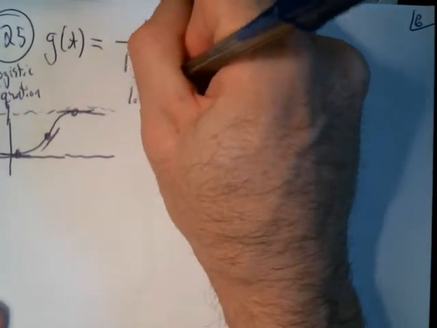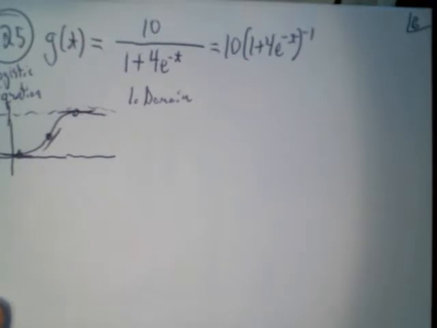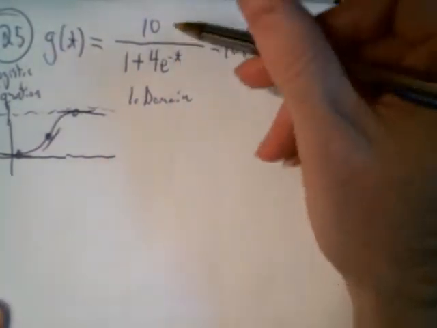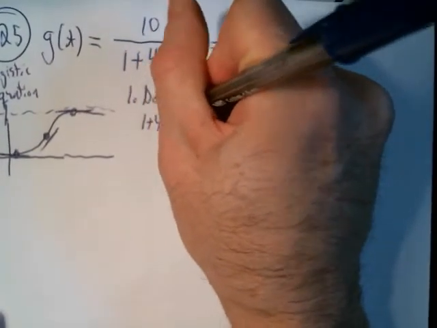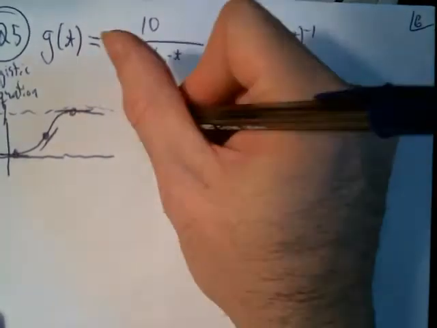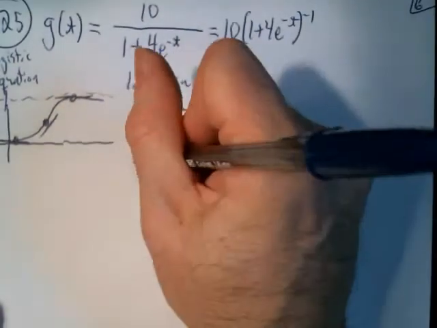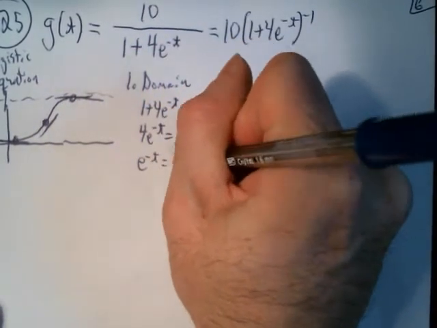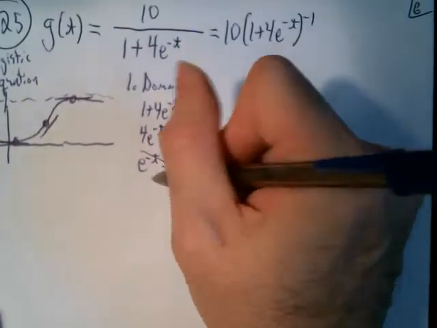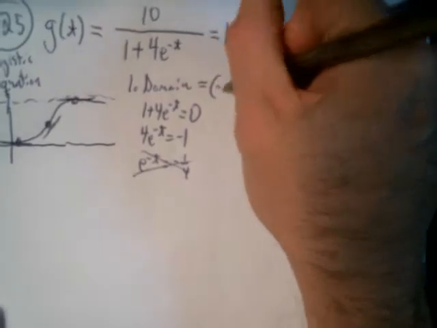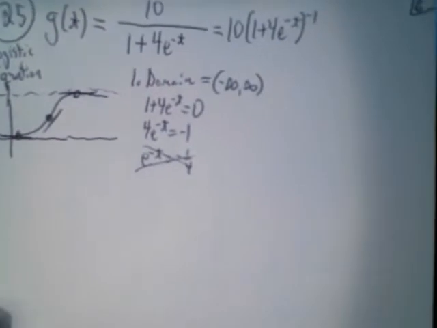First, we need the domain. I believe it'll be all real numbers. Again, if you have a rational expression, the only problem you'll have is when the denominator is equal to 0. So we have an exponential equation to solve. We have 4e to the negative t equals negative 1, and then e to the negative t equals negative 1/4. Exponentials are never negative, so we can throw this equation out and just conclude the domain is all real numbers, which verifies my picture, basically.